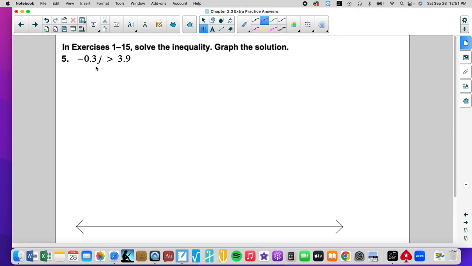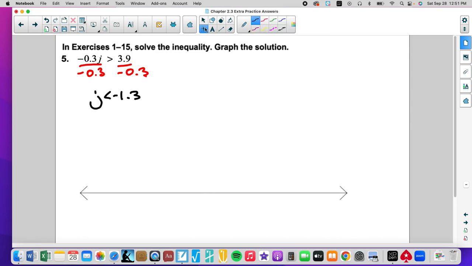We're going to divide both sides by -0.3. I get j. I have to flip the inequality to a less than, and 3 goes into 3.9 1.3 times, and a positive divided by a negative is negative. So I get j is less than -1.3. I have 0, I have -1.3, an open circle, and my solutions are going to be less than.